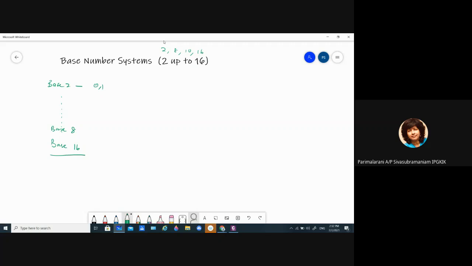Okay, so supposing you are given base 7 numbers. How many digits are there in base 7 numbers? Anyone? 7. 7 digits, yes, 7 digits. That is digits from 0 up to 6. So if you have base 9, the digits will be 0 up to 8. Correct. So what about base 11?